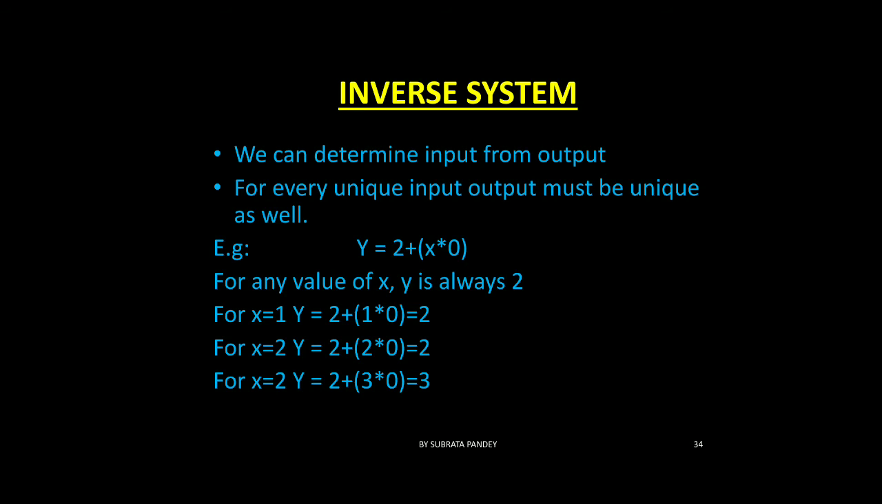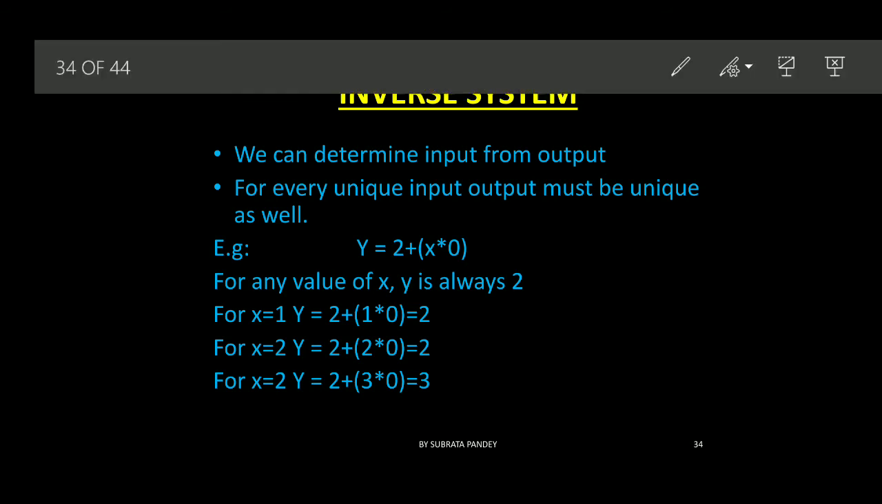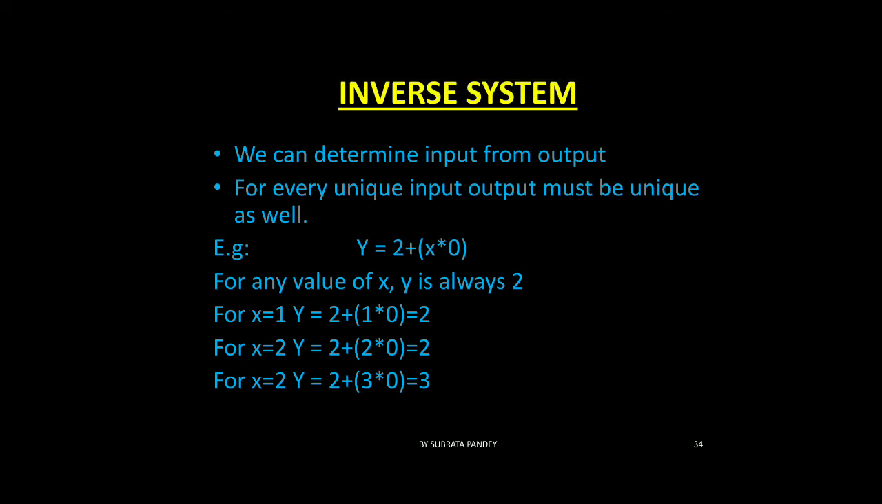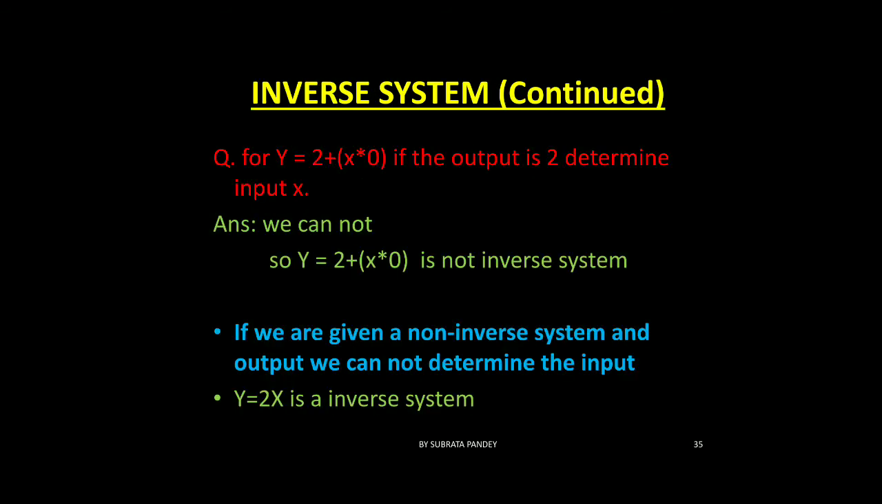Sorry for the last equation, it should not be 3, it should be 2. That was a mistake, it should be 2. So here we can see that this is not an inverse system, because if we are given the output 2 and the system, we would not be able to determine what the input was.